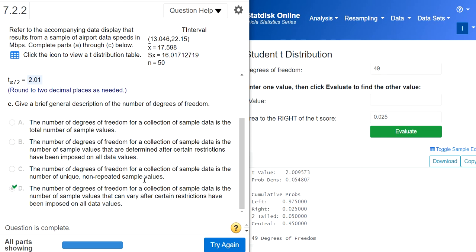Degrees of freedom is probably one of the hardest concepts in the statistics class, and I have a hard time explaining it in an easily interpretable way. But stick with it and message me if you have any other questions.